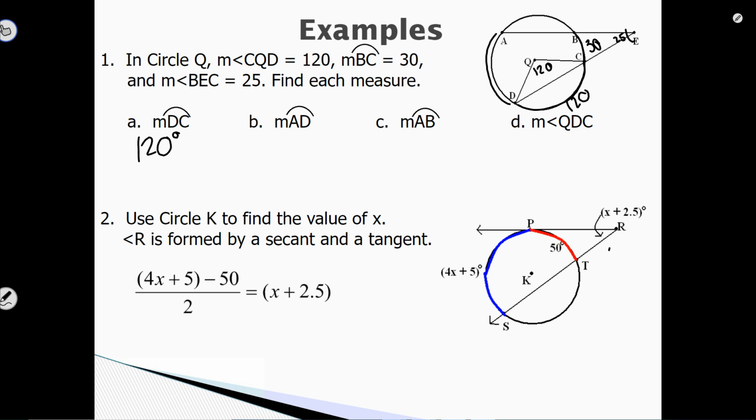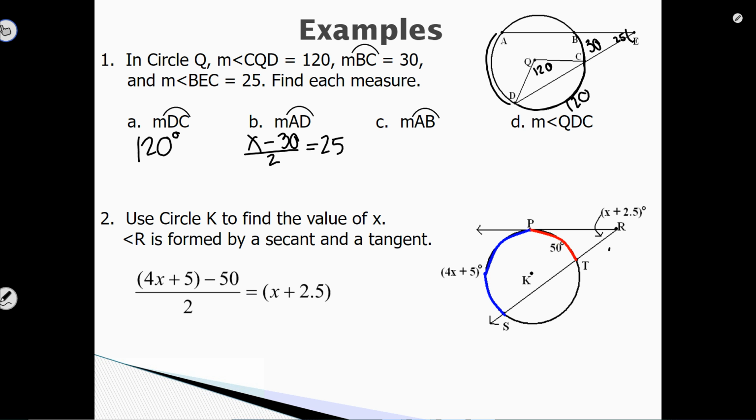So that's going to be our X. Minus, what's the small arc? Good. Divided by 2 should equal the angle. And what's the angle? 25. Okay. And then we just solve for X.